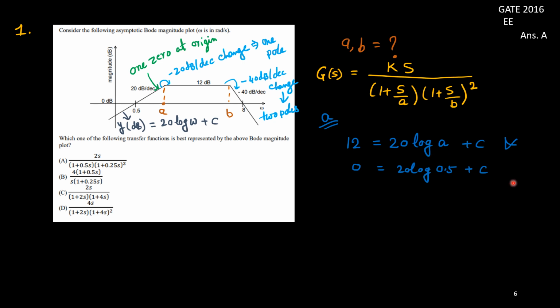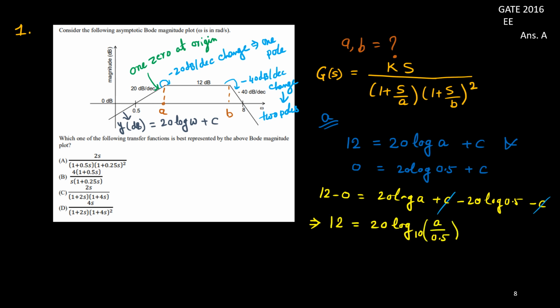Two equations, two unknowns. So see, if I subtract these two, simply I can cancel, so C will be cancelled out. So it's 12 minus 0. This minus this, C will cancel. So it will be 20 log A minus 20 log 0.5. So this 12 equals to 20, and this log subtraction I can write in this form, log A by B form: 20 log base 10 of A upon 0.5.